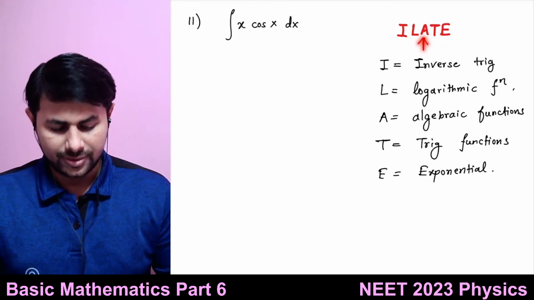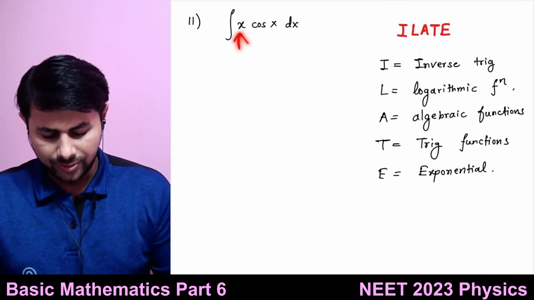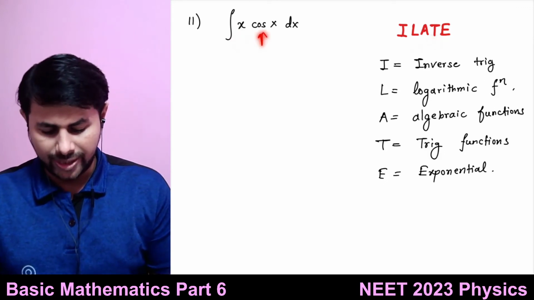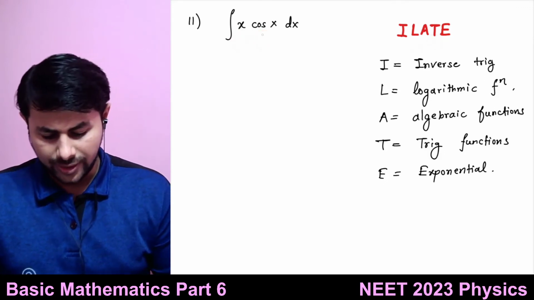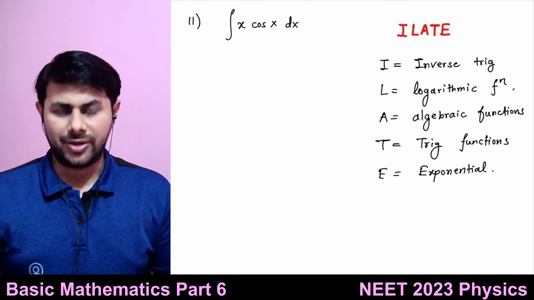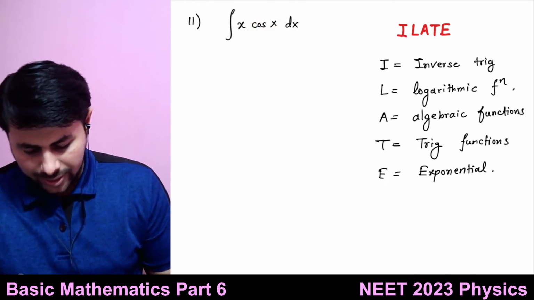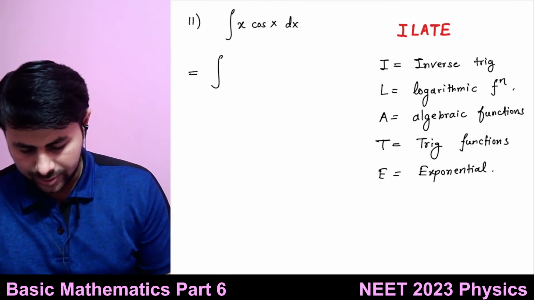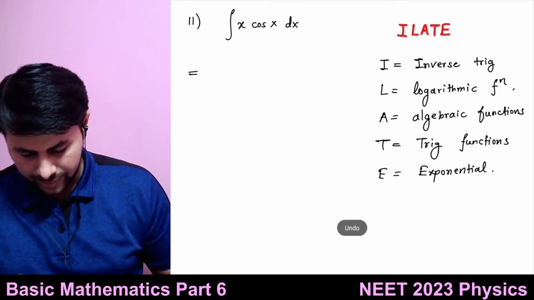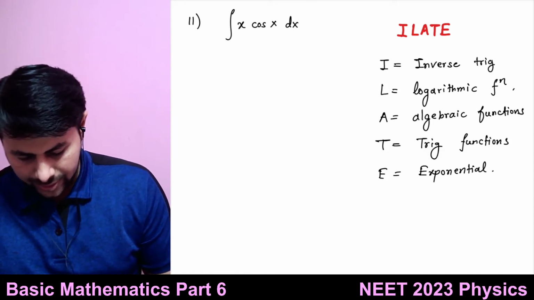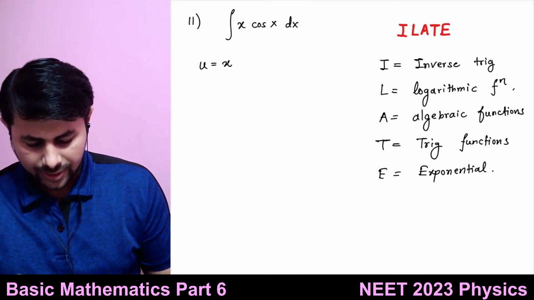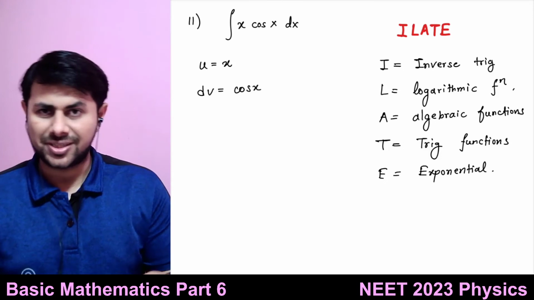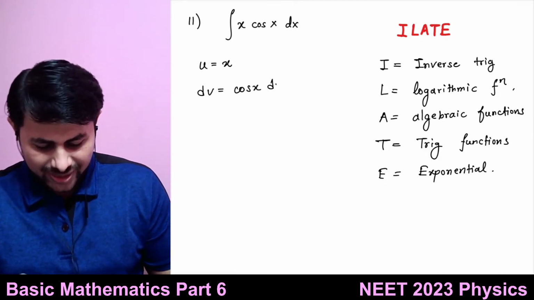Algebraic, right? So this is my U, and trigonometric comes after that, so that will be my V. Okay, this is not V, this will be dV, right? So let's write U equals X and dV equals what? Cos X, but cos X can't be dV, right? It will be cos X dx.